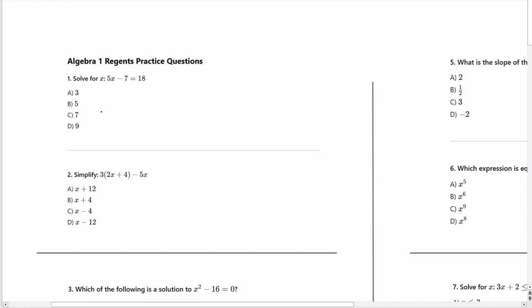What we're going to do is we're going to just add 7 to both sides so that we get the x variables alone. We get 18 plus 7 is 25. Negative 7 and 7 obviously cancel out, and you end up with x equals 5. So that would just be choice B.